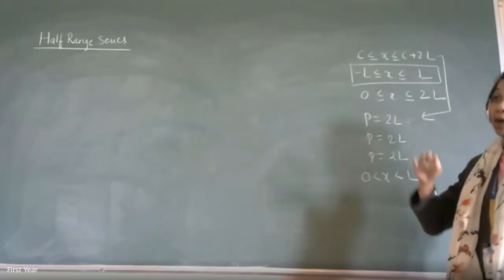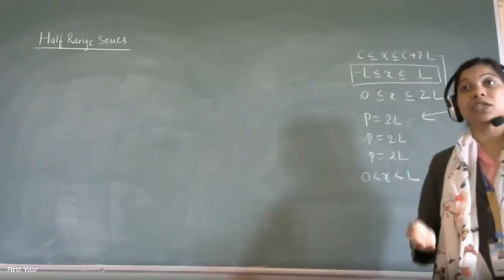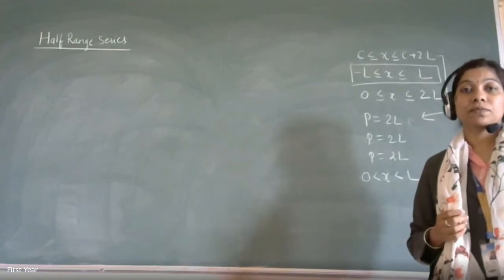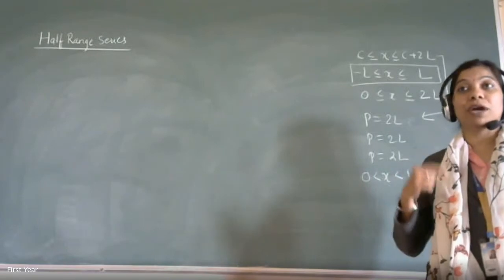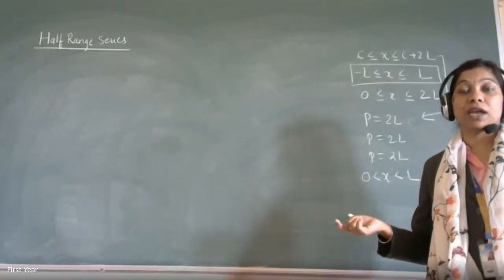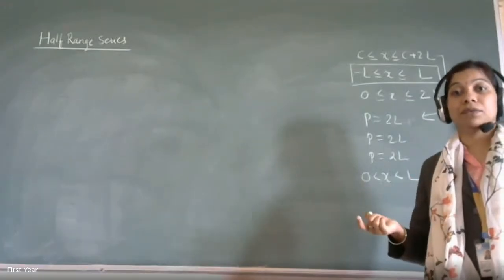Yes, ma'am. Okay. And now they are talking about half range cosine series or sine series. So when do we get only sine series or only cosine series? If the function is even, we get only cosine series: a naught by 2 plus summation a n cos n pi x upon l. Right? Yes, ma'am. And if it is an odd function, we get only b n into sin n pi x upon l. Okay. Very good.